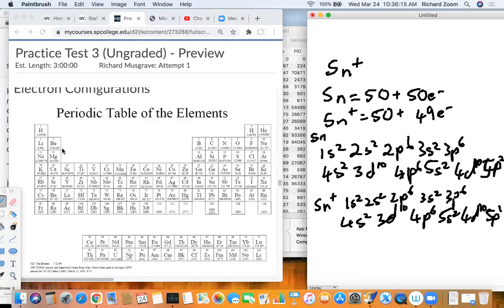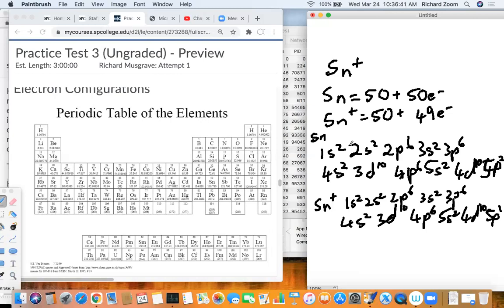Now remember the energy levels. It goes 1, 2, 3, 4, 5 for the s. For the p, it starts at 2: 2, 3, 4. And for the d, it starts at 3: 3, 4, 5. And for Sn+, we take away one electron from what we'd have if it was regular tin. And that would give us our electron configuration for the ion.